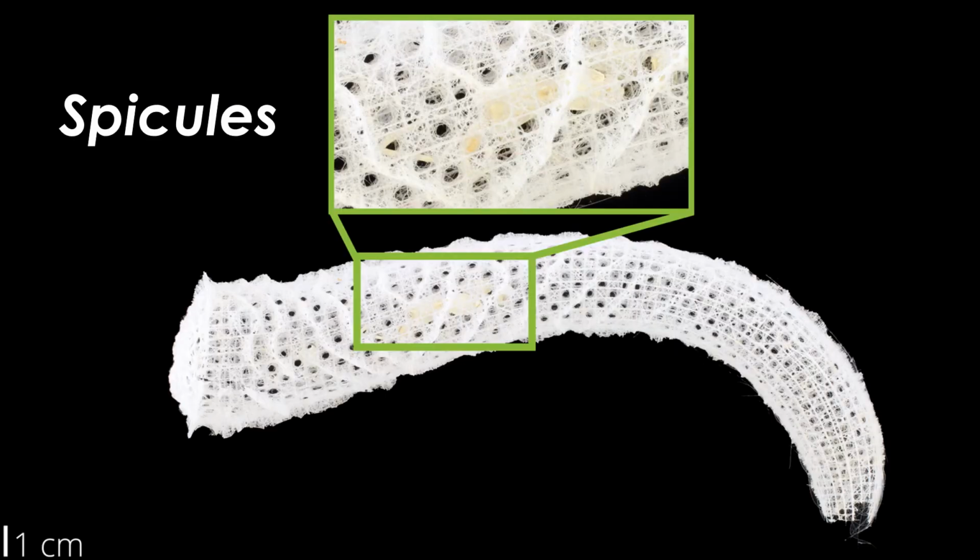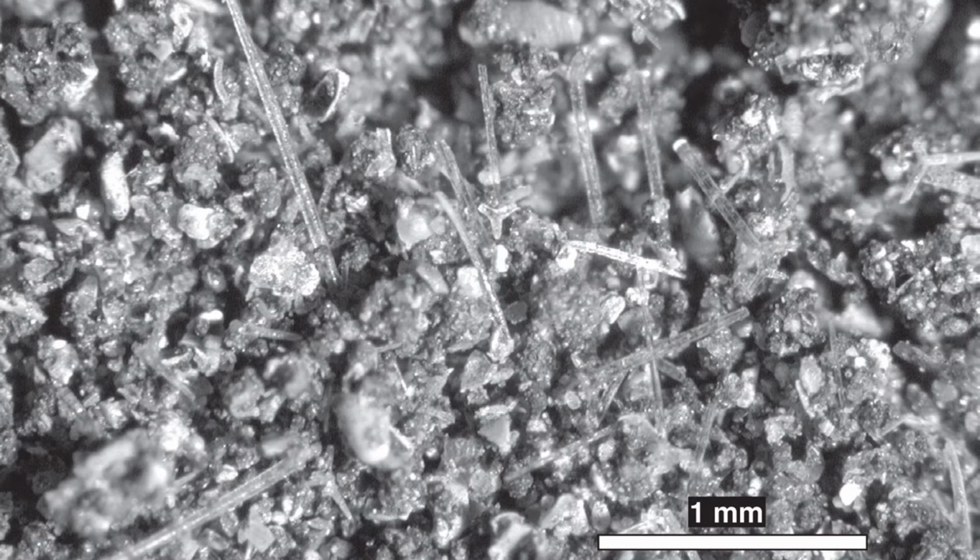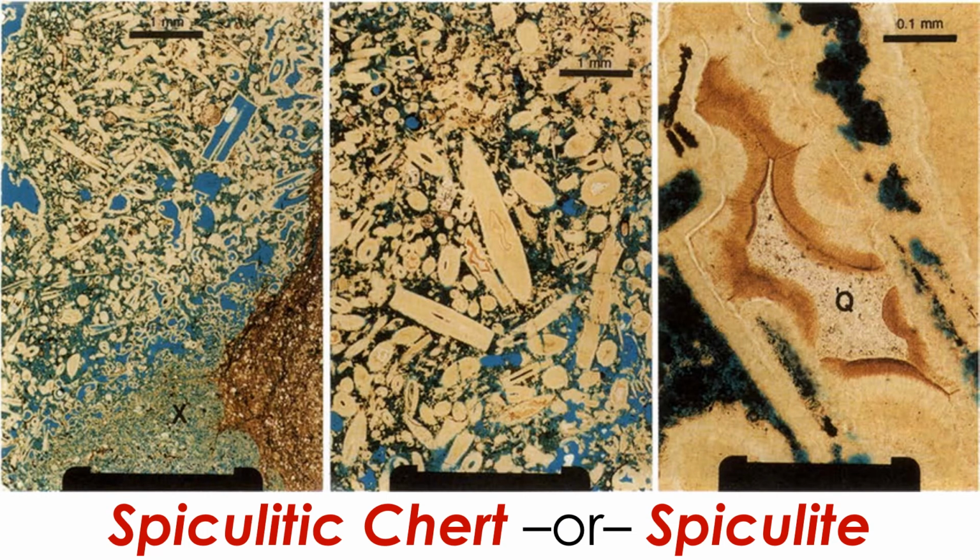They build these skeletons from a latticework of strand-like filaments. Each piece of the lattice is made of silica and is called a spicule. When a sponge dies, they shed their spicules, and the spicules accumulate in soft sediment, where they are dissolved. If enough spicules accumulate, the dissolved silica will precipitate as spiculitic chert, or spiculite. You can recognize this type of chert under the microscope, where you will find strand and filament-like spicules present.